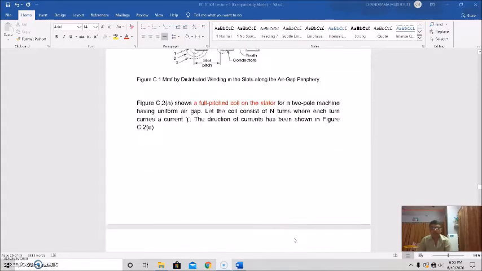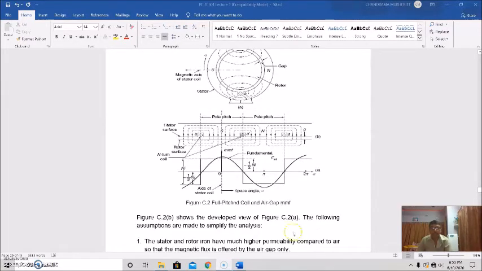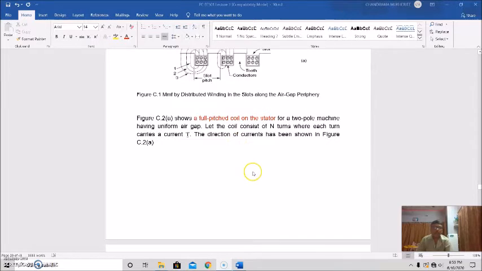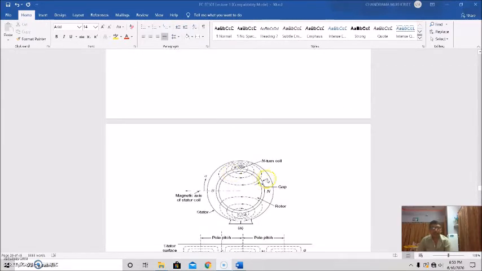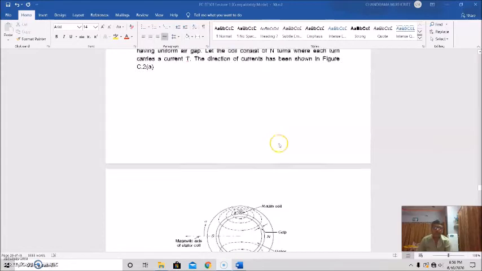Now we'll come to the second one. This is a full pitch coil, A A dash. Suppose this is a full pitch coil on the stator for a 2-pole machine, having a uniform air gap. See, this is stator, this is rotor. Let's suppose the coil consists of N turns, where each turn carries current I. The direction of the current is shown here.